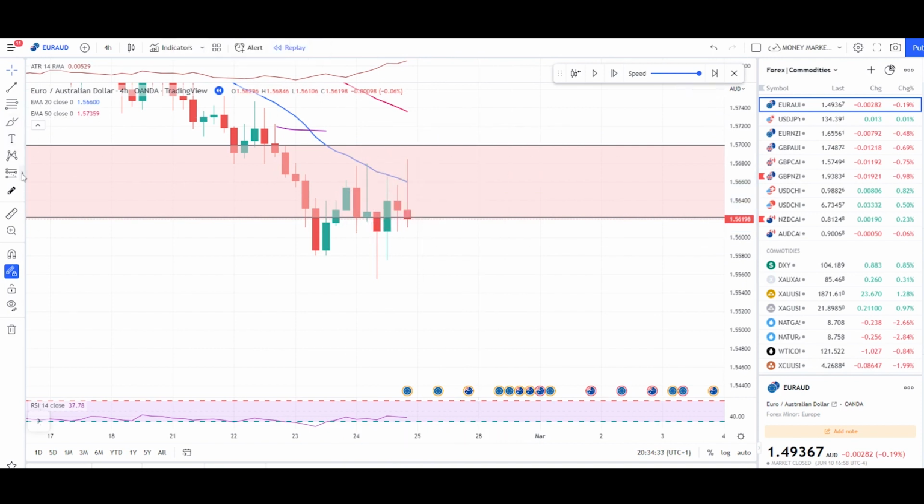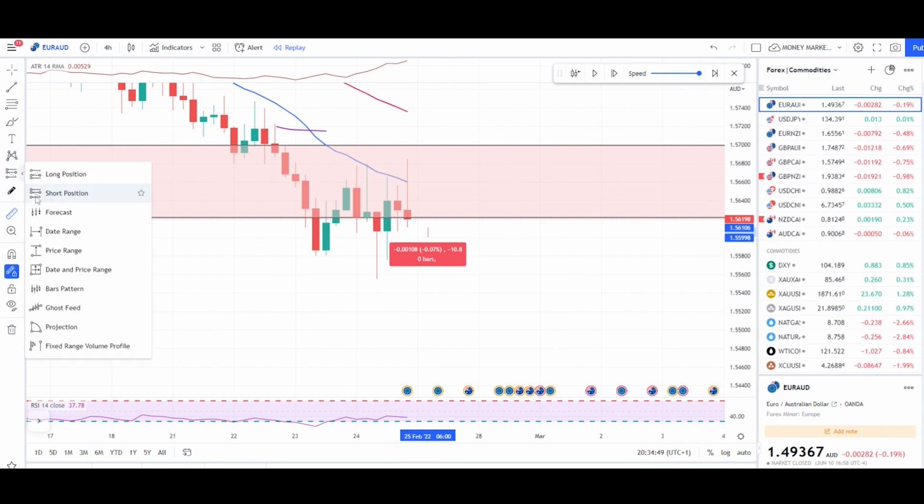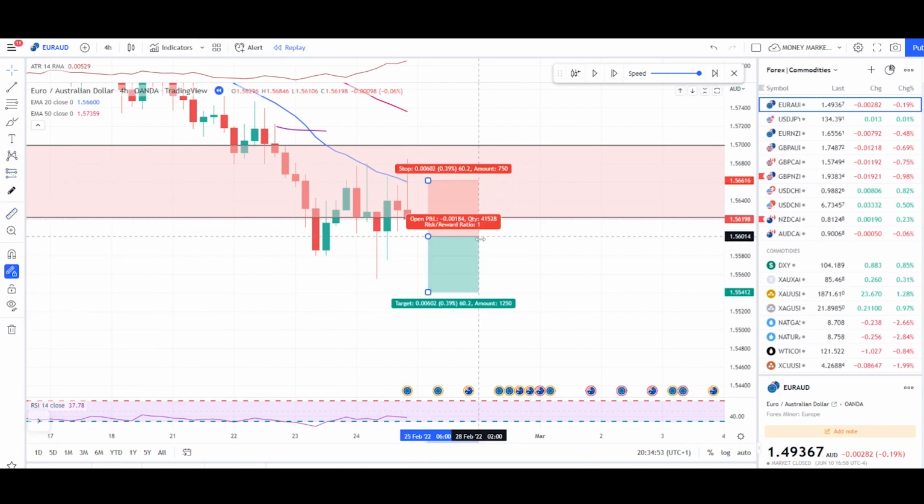And using this candle, I do not enter aggressively, meaning I do not enter right here straight away. What I normally do is enter 10 pips below this candle. So 10 pips below is right here, 1.55998. So I will place my position tool right here. This will be my sell stop order.